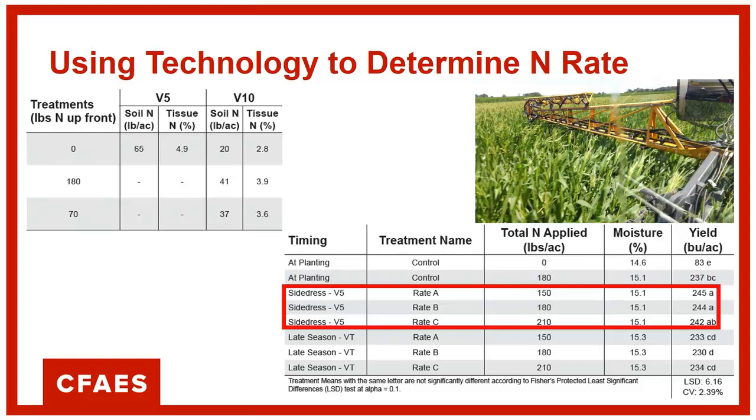So we used technology to help determine rates. One more trial quickly that was done with this V5 and V10. Saw a very similar thing where V5 at all of our rates out-yielded V10, and really we could go down to this 150 pounds of nitrogen, and we saw the same yield in this study as what we saw at 210 pounds of nitrogen.